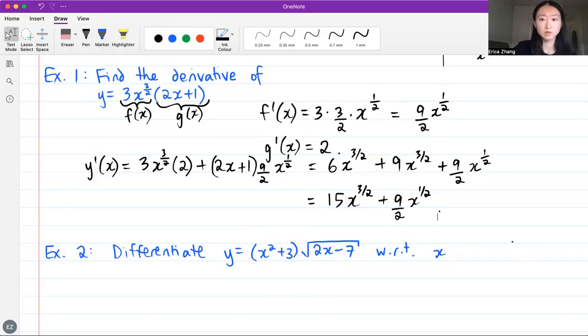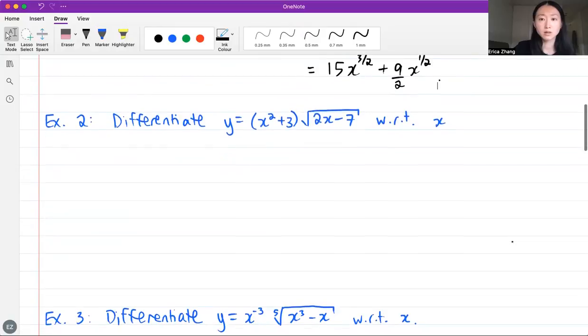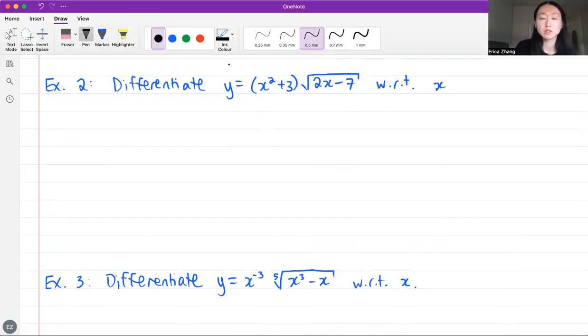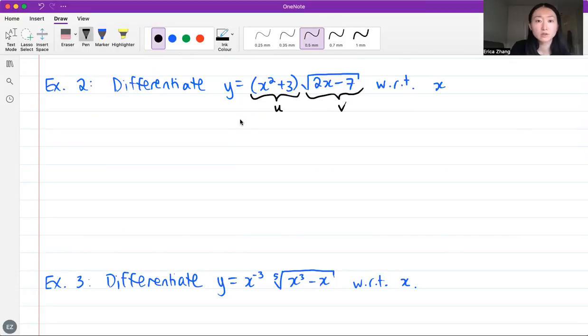All right, example number 2. Let's use Leibniz notation just so we're comfortable using Leibniz and function notation. So we'll call the first function u and the second function v. So du dx is equal to 2x.